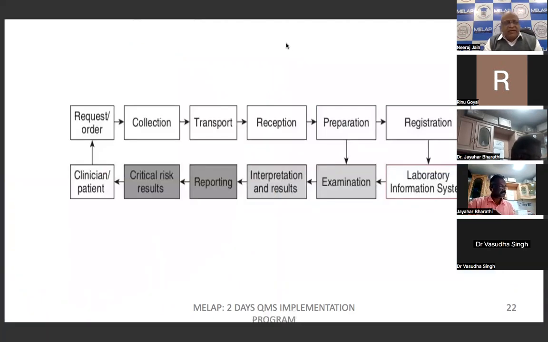Now see, what is this? Sometimes we talk about policy. When we teach ISO 15189, we talk about policy, we talk about program, we talk about procedure, record, document. What are these? Policy is intent.